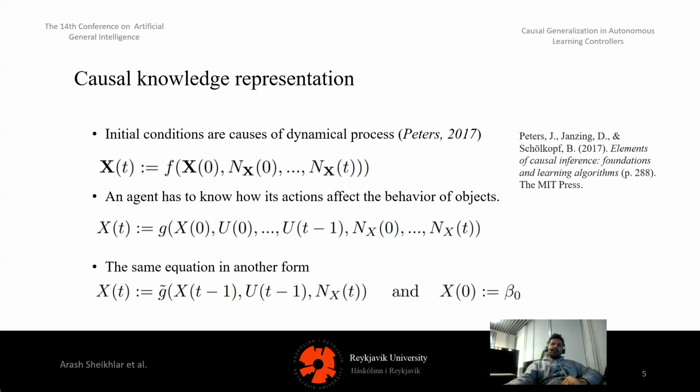Now let's assume that there is an autonomous agent in that environment. Then the first equation changes into the second one. In the second equation, the agent knows how its actions, which are represented by the u vector, influence the process such that it can make correct predictions about the outcomes of its interventions. This model actually connects the body of the agent to the physical environment.